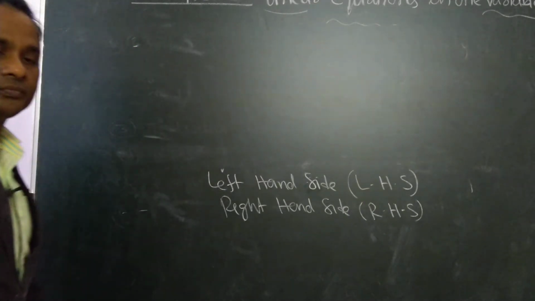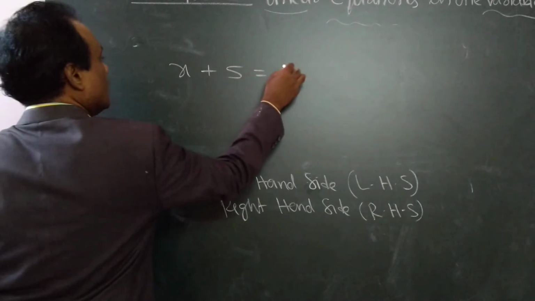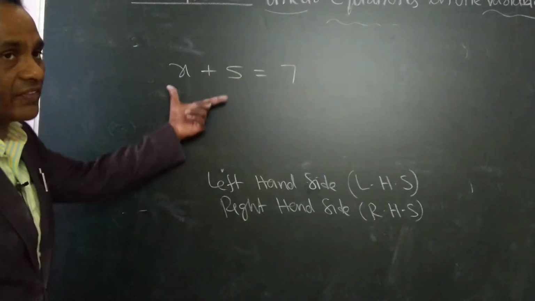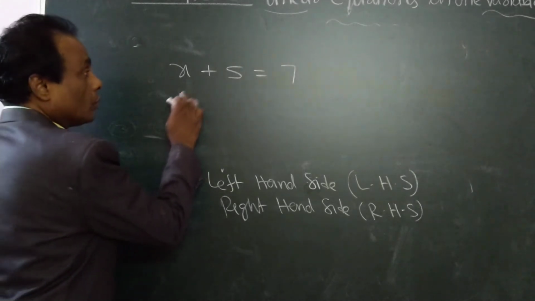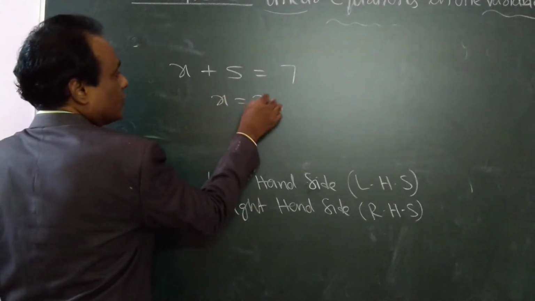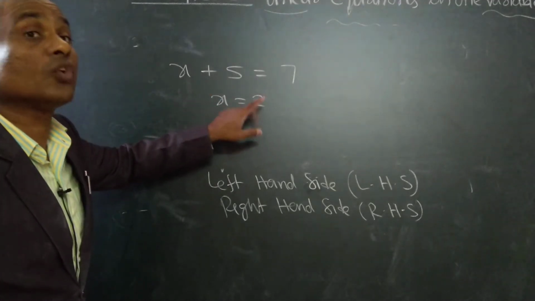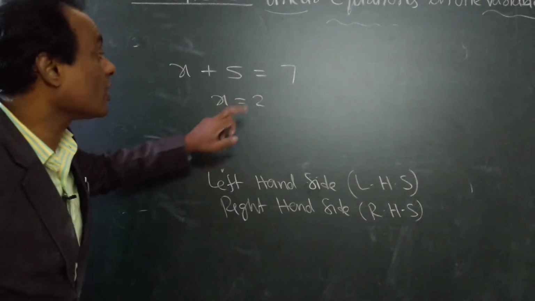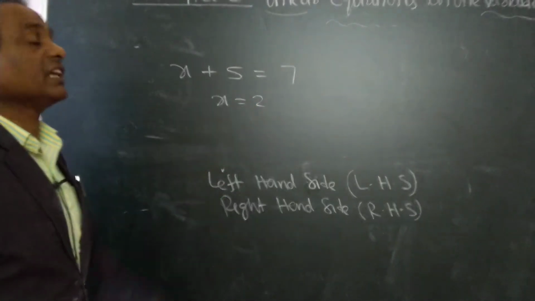Next point. See here, suppose x plus 5 is equal to 7. When will it be satisfied? x is equal to how much? If we take x is equal to 2, 2 plus 5 is 7. Here the x value is 2. So this x value is called the solution of this equation. Finding the x value is called the solution of that equation.